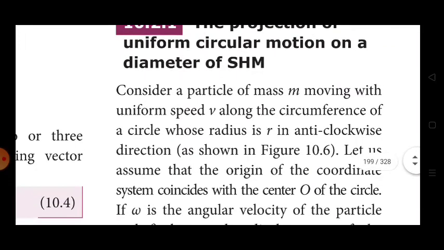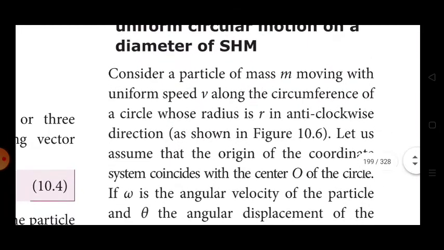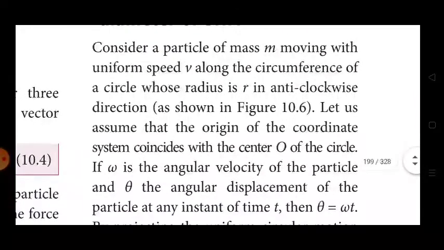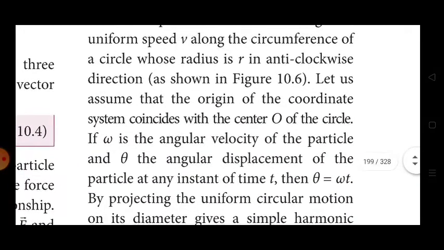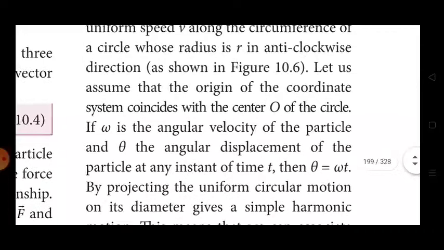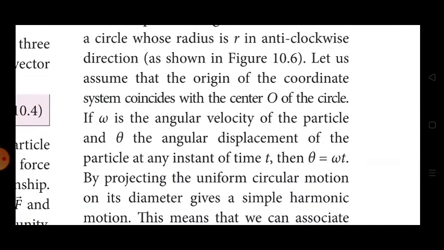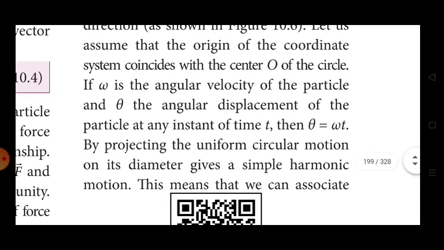Consider a particle of mass m moving with uniform speed v along the circumference of a circle whose radius is r in the anticlockwise direction. Let us assume that the origin of the coordinate system coincides with the center O of the circle. If omega is the angular velocity of the particle and theta is the angular displacement of the particle at any instant of time t, then theta is equal to omega t. Projecting the uniform circular motion on its diameter gives a simple harmonic motion.